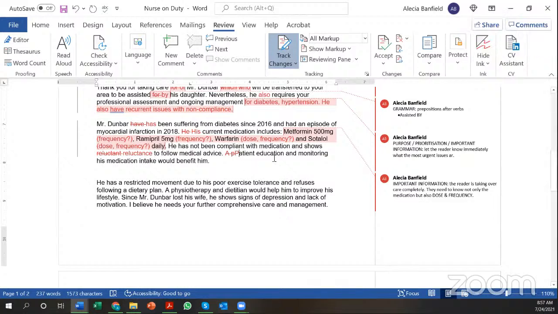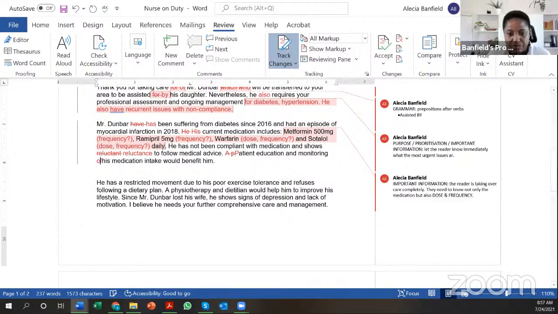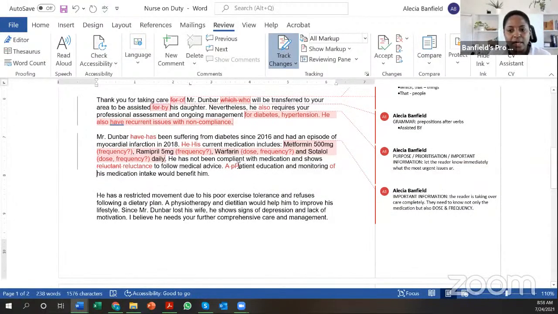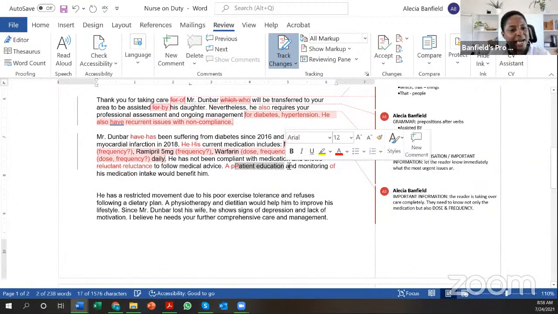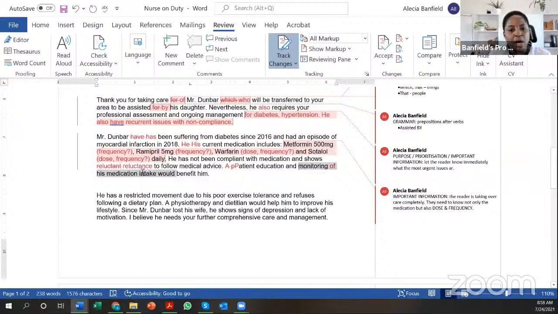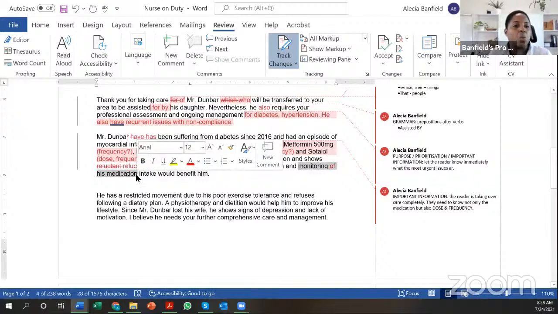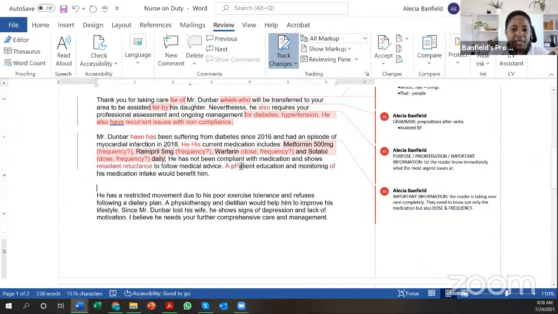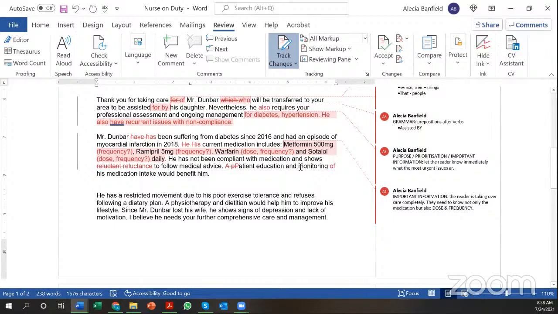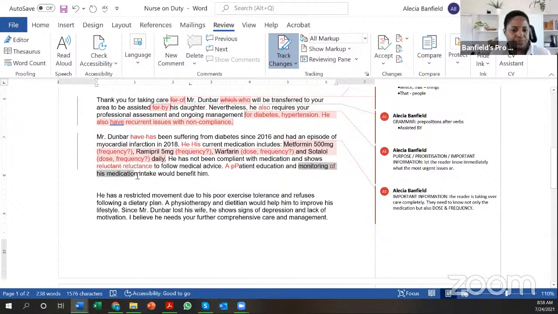Patient education and monitoring of his medication. Because patient education is a noun, and this needs to be a noun as well. So monitoring his medication is actually a verb form. What is he doing? He is monitoring medication. That's a verb form. But you need the noun form because you've got a noun and a noun linked in a sentence. Monitoring of medication is kind of like a topic as well. Monitoring of his medication intake would benefit him.